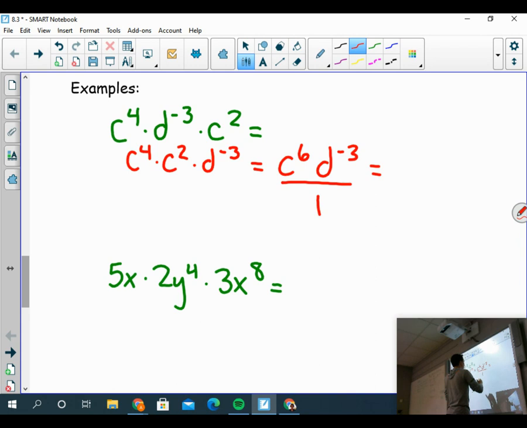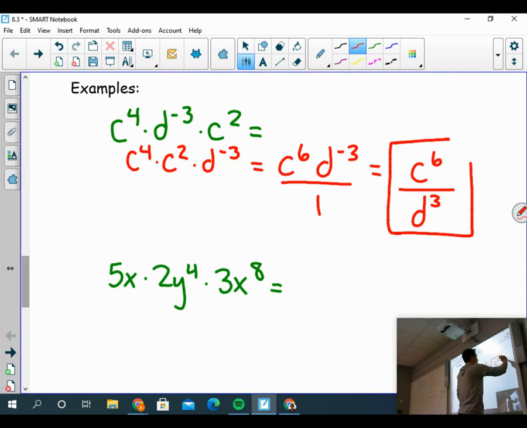So if I have c to the 6th times d to the negative 3rd, we can write that as a fraction by putting it over 1, right? Just like if we have the number 4, we can write it as a fraction by putting it over 1. I can simplify this by moving the d variable to the denominator in order to make its exponent positive. And I end up with c to the 6th over d to the 3rd.